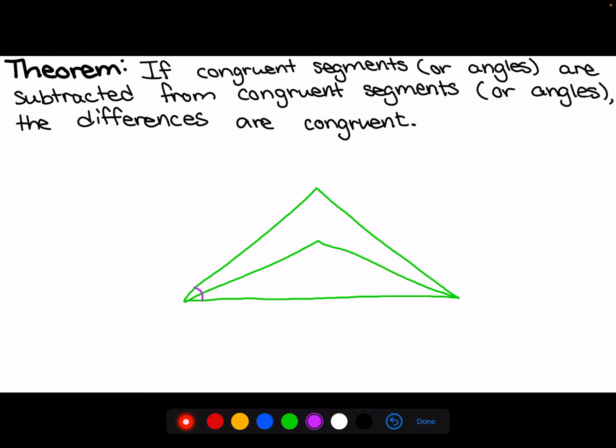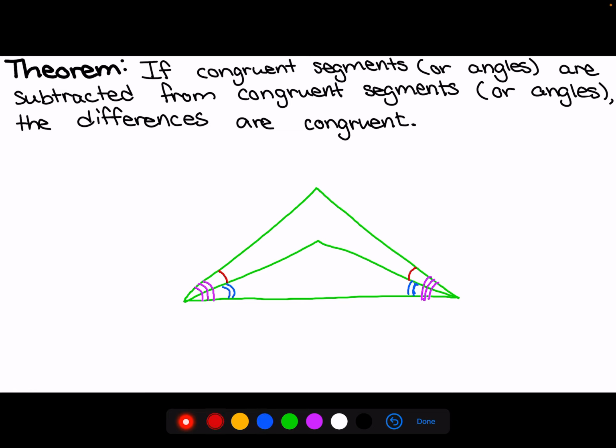So let's start with this purple angle here, this full thing. We know that we have these two angles that are congruent. And I'm going to subtract this red angle from each of these. Well, will the resulting angles down here be congruent? Absolutely. These blue angles will still be congruent. I don't need 3 of them, I only need 2. So those will be congruent as well.